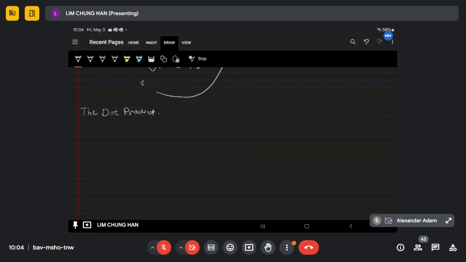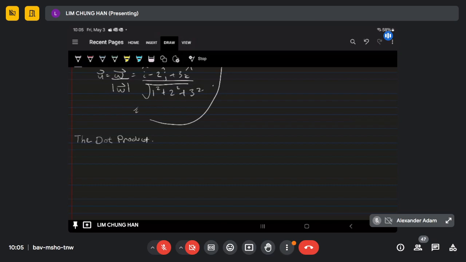So what is the dot product? The dot product is a way in which you can multiply vectors. When I say multiply vectors, what I mean is you have one vector, you multiply it with another vector. This is different from what we did previously.